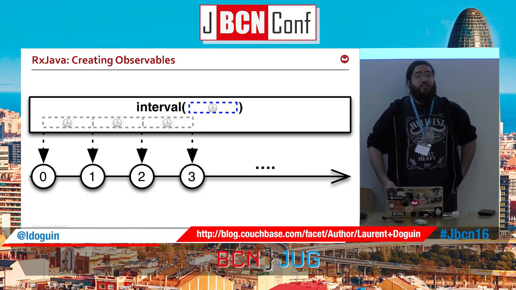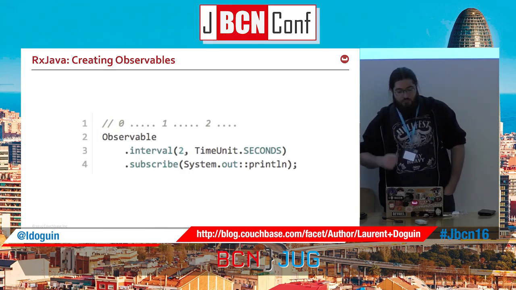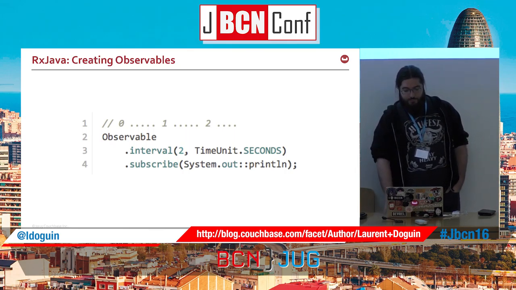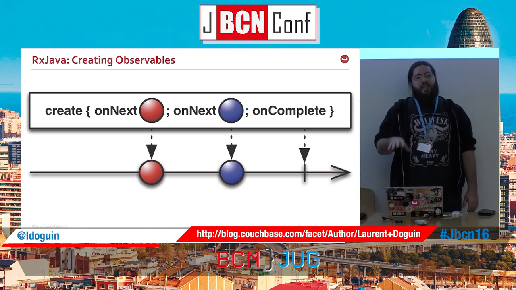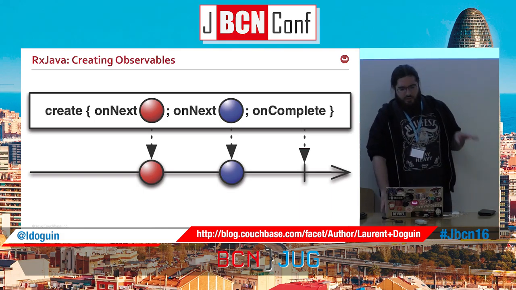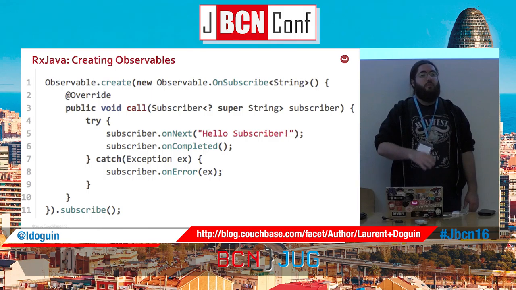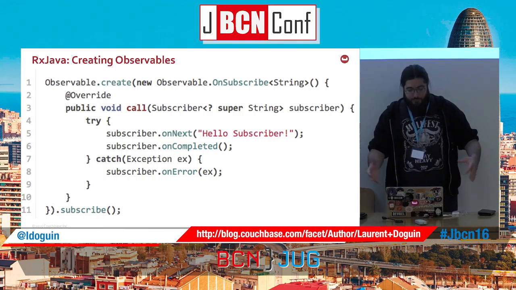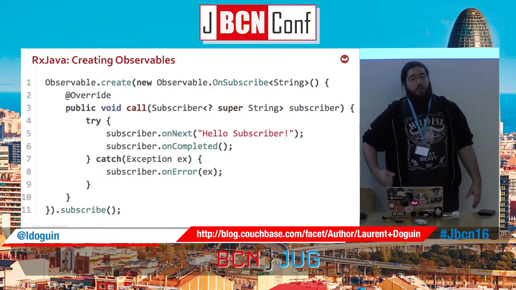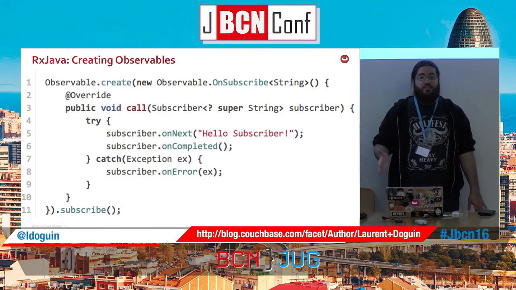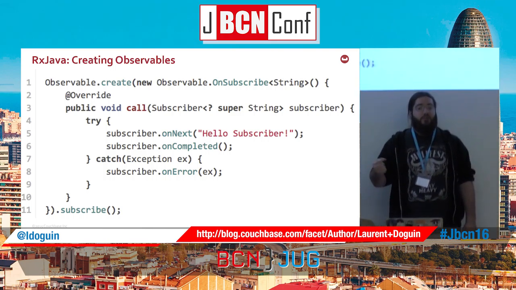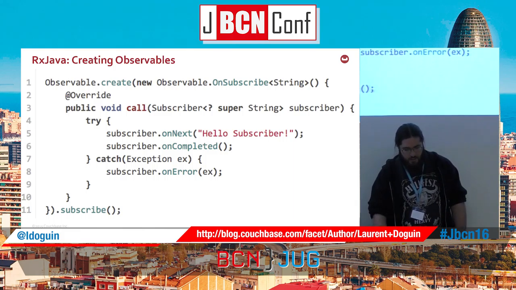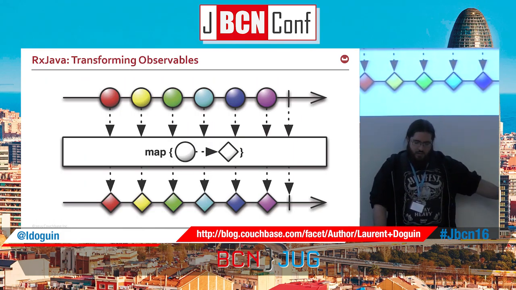One is interval, every second, write something. This thing is basically going to write 0, 1, 2 every 2 seconds. You can also create your own observable by hand. This is mostly used by people that write other operators. What that requires is to implement the call method and call onNext yourself, onError if there's an error during the call, and onComplete if you want to complete the observable. That's just something on the side.